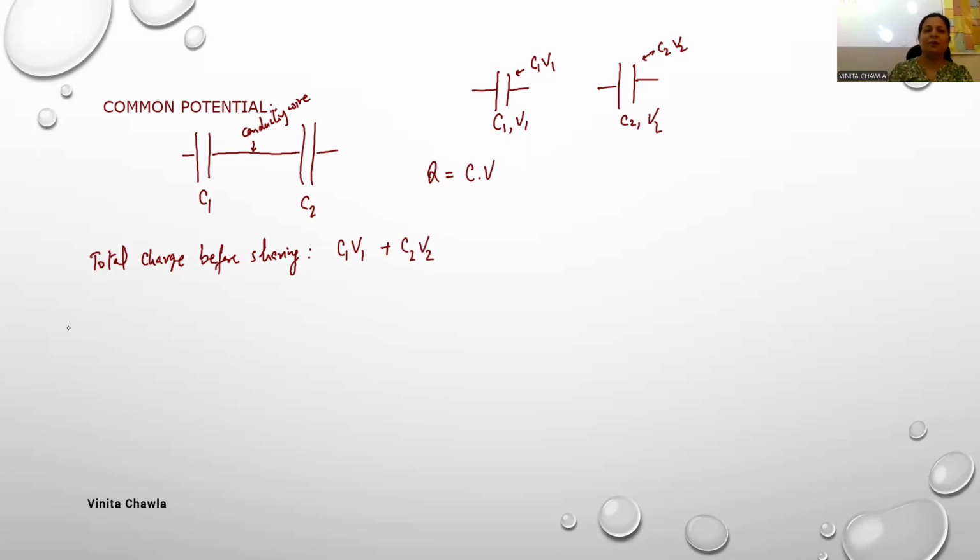But once they are connected through a conducting wire, charge will flow from one capacitor to another till the potential becomes the same. So after this connection, both the capacitors acquire the same potential. Now what is the total charge after sharing? Total charge after sharing is C1V plus C2V. Total charge before sharing is C1V1 plus C2V2, while total charge after sharing is C1V plus C2V. We can take V outside and write this as (C1 plus C2) into V.